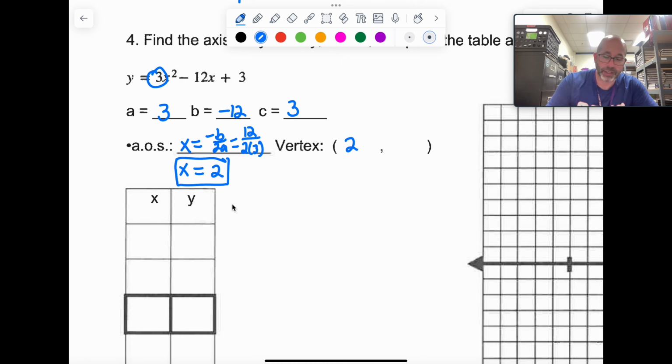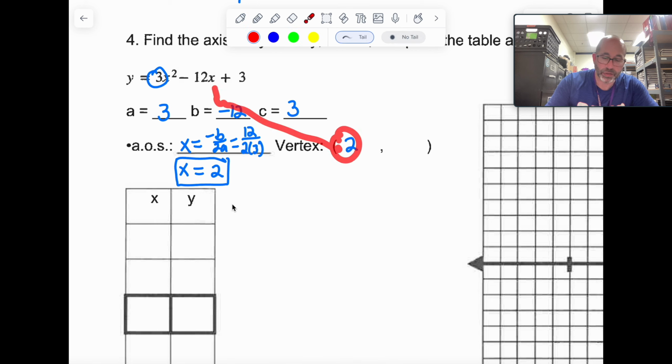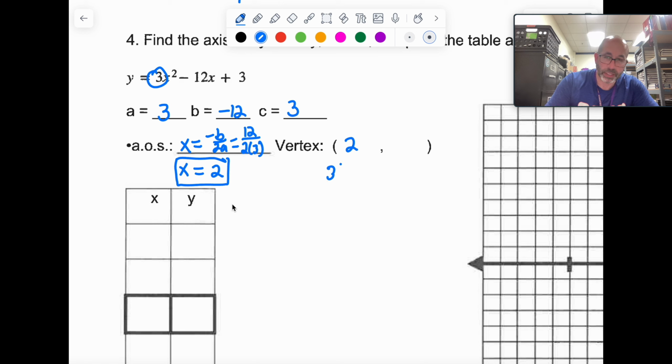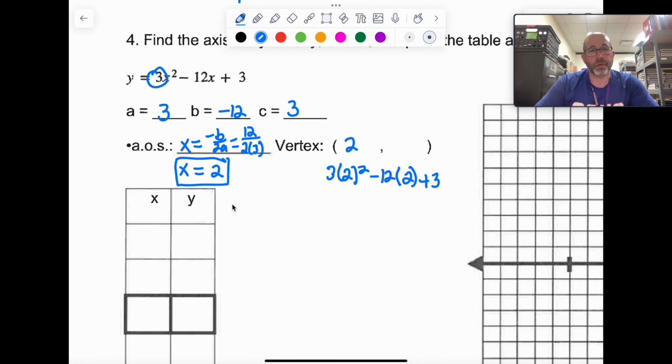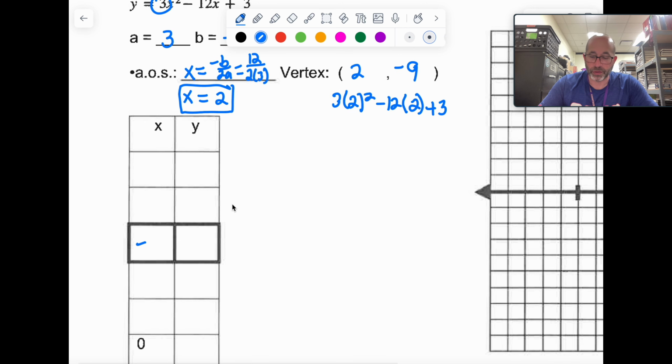Vertex has the same x value. Put our x value into the function, into these x's here. We're going to have 3 times 2 squared minus 12 times 2 plus 3. Throw that into your calculator. We get the vertex at negative 2, positive 9. Move our vertex over here. I think I said negative 2, positive 9. It's 2, negative 9. Sorry.